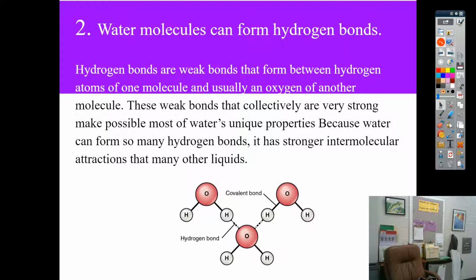So the first property of water is that it's a polar molecule. We're going to be going through the properties. The first one is that it's polar. Okay? The second one is that it can form hydrogen bonds, which we just talked about, right? Those hydrogen bonds form between one molecule and another, a hydrogen and an oxygen. It's a weak attraction. It's easily broken.